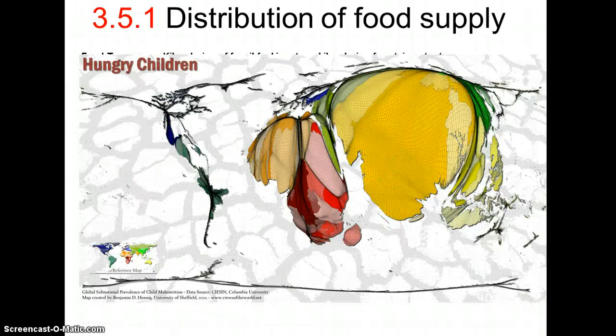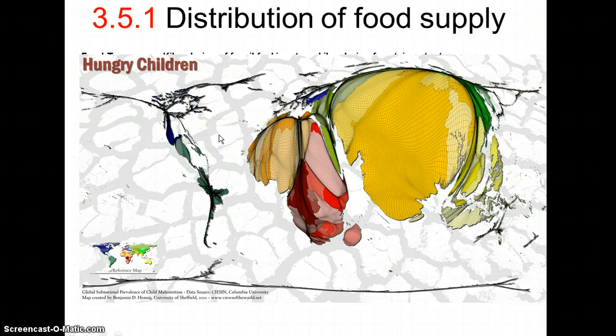And because of that, we can see the distribution of hunger, which is really interestingly visualized on this figure by blowing up the size of the locations who are most hungry. And you can see that the Western world is very tiny here, suggesting that there are very few hungry people compared to this area of the planet. Specifically children in this case.